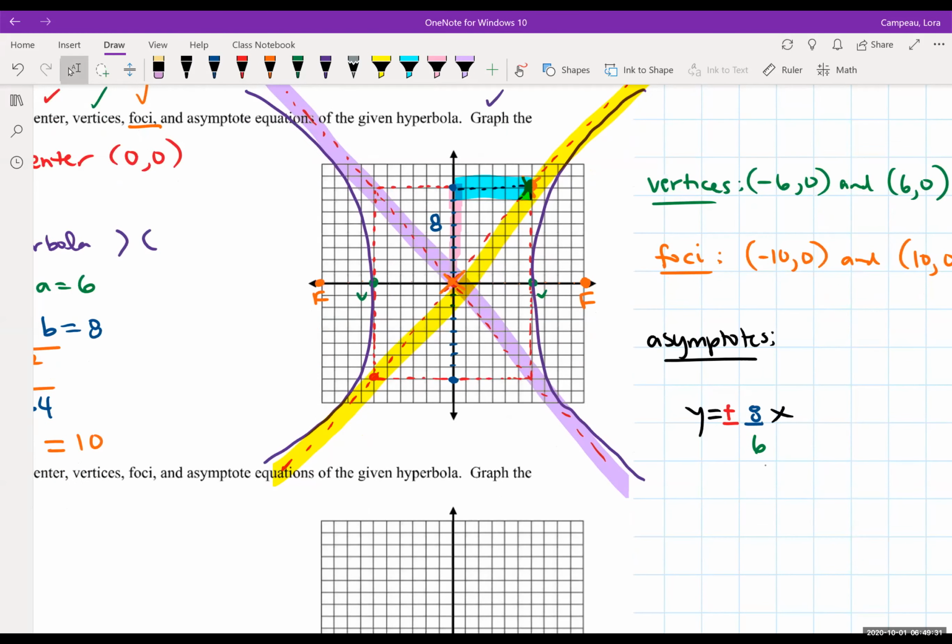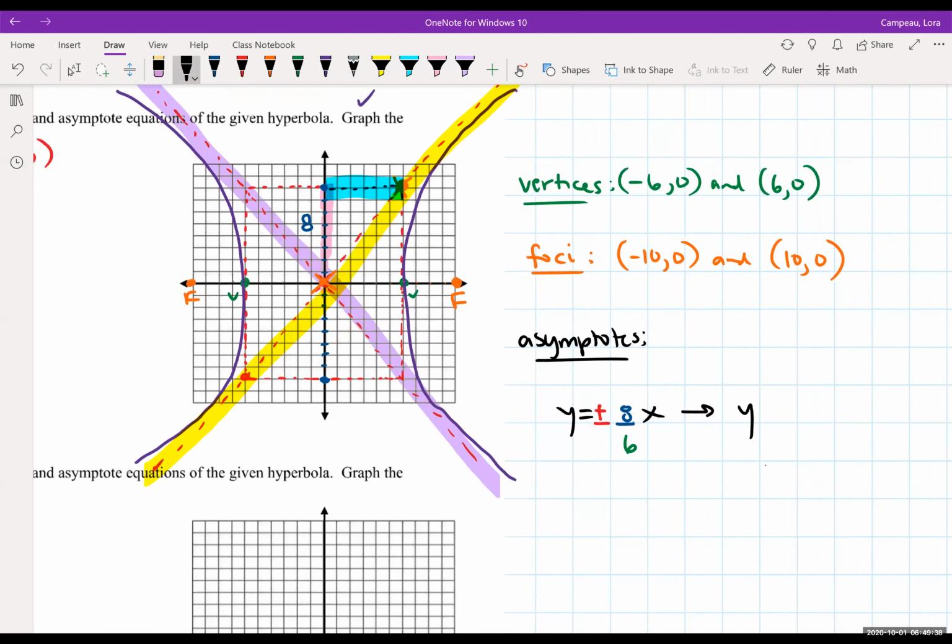So normally, this is correct, but you probably would reduce it if it's possible. 8 over 6 gives us, let's see, 2 goes into 8 4 times, 2 goes into 6 3 times, 4 over 3x. So those are the equations of your asymptotes.